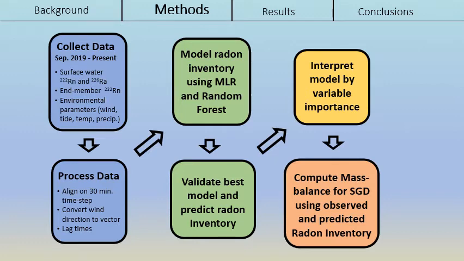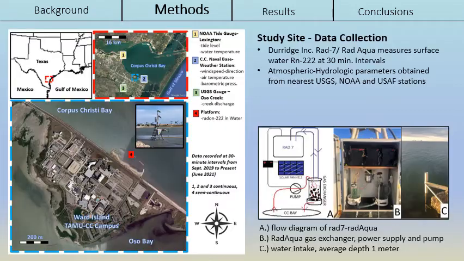And then creating models for radon inventory, since radon inventory is kind of our most important factor in the mass balance. We use a multilinear regression and a random forest model to predict and explain radon. I validated the best model and used that to predict on the entire data set, and then did a little bit of interpretation of each model, and finally went into mass balance computation of SGD using both the observed and the predicted radon inventory.